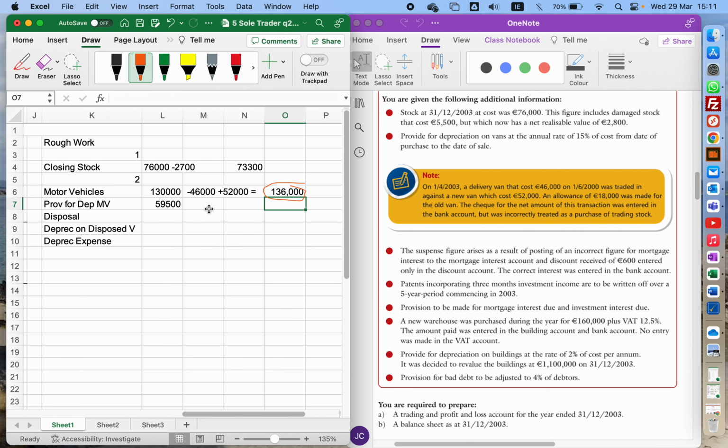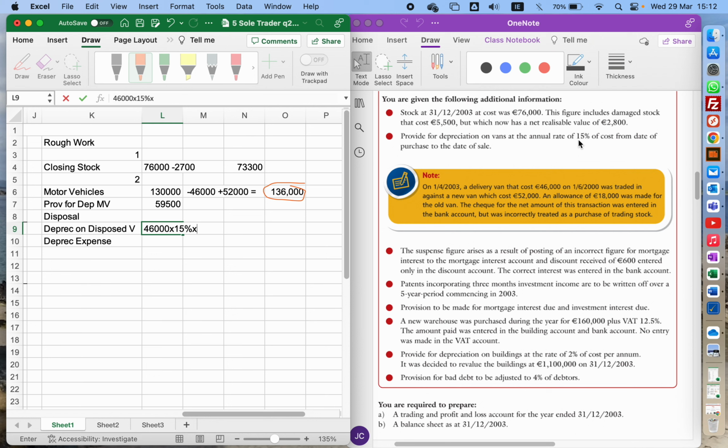Okay, provision for depreciation. So I'm going to adjust that with all the depreciation on the thing I got rid of, plus my depreciation expense for this year. So I'll start off with the depreciation on the thing I got rid of, and then I'll be able to work out my disposal. So the depreciation, 46 grand is what the thing originally cost. We multiply that by, top of the question, 15%, which is the depreciation for 1 year.